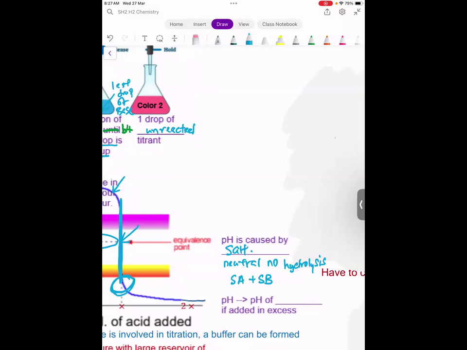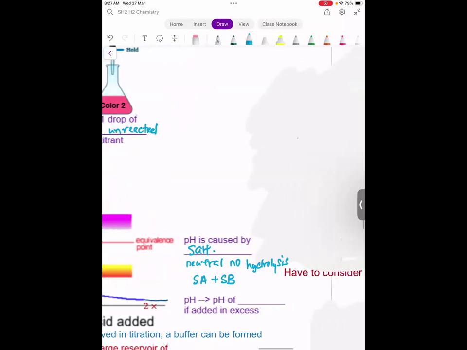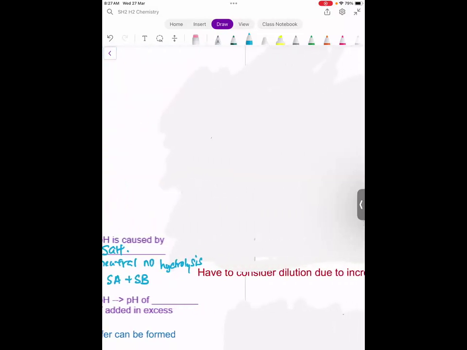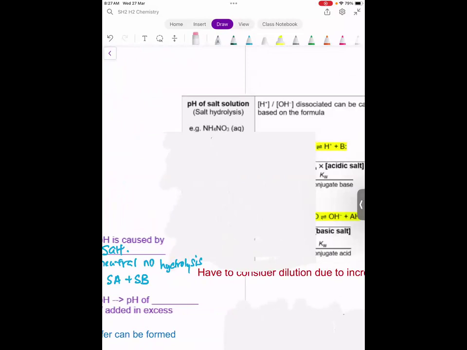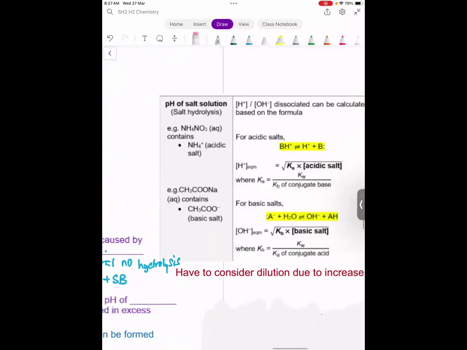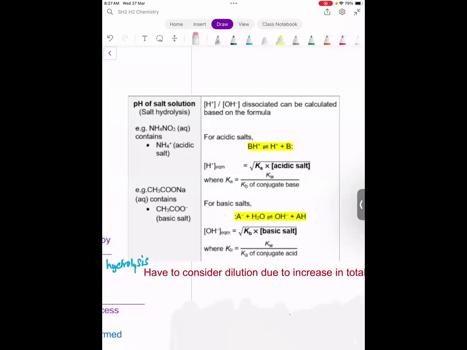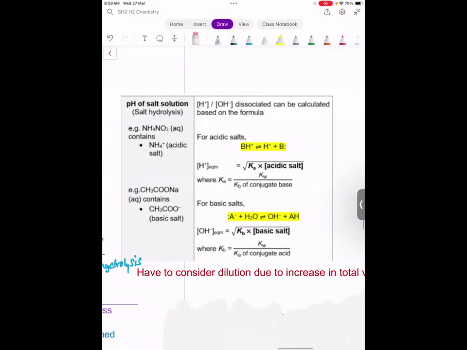Okay? So how do you calculate the pH caused by this salt if there's hydrolysis? What is the approach if there's hydrolysis? Then it will be case C. With reference to your page 35, it will be your case C. Then in this case C, please take note, you have to consider dilution.